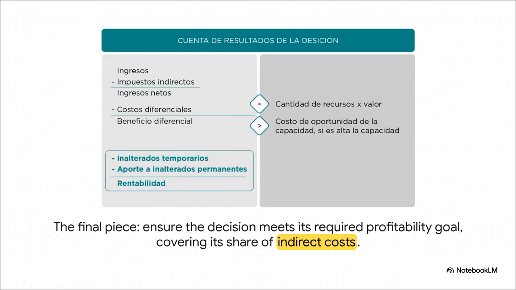And here it is. This is our completed framework, all on one page. After a deal has passed the differential benefit test, and after it has passed the opportunity cost test, we apply our final check. Is the benefit big enough to cover its required share of the company's overhead and deliver the target profit we just figured out using our matrix?